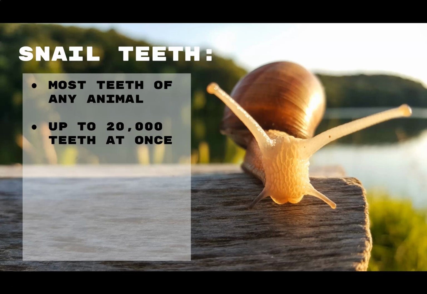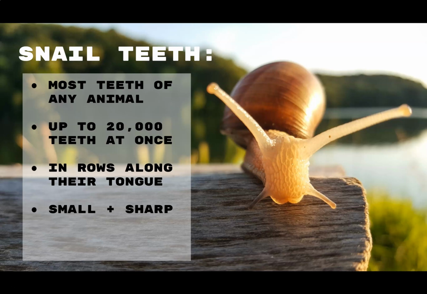So even though we think sharks have a lot of teeth, sharks have 2,000, 3,000 teeth in their mouth, snails have 10 times that amount at once. And you might think, well, how does a snail have that many teeth if they're such a small creature? Well, they have teeth in rows and rows and rows all along their tongue, basically along like their underbelly. And these teeth are super small and super sharp.